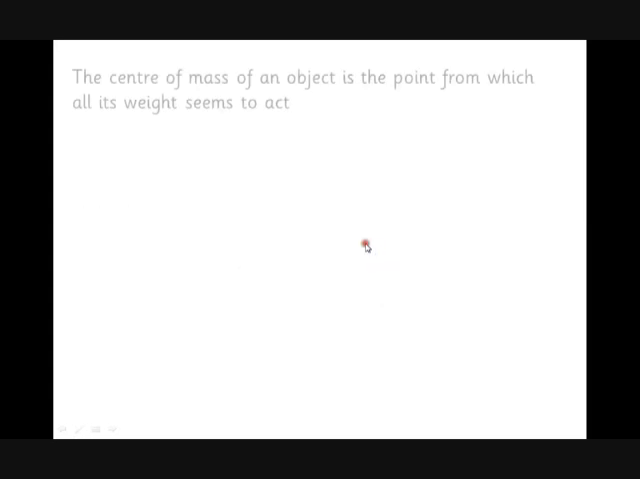So first up, centre of mass of an object. This is a definition we need to start from. It's the point from which all its weight seems to act. Obviously, if you've got an object, it's got lots of little bits to it. Each bit's got its own weight. That would be quite complicated to work out if we were having to do lots of little weights all added together. But we can imagine all the weight seems to act from this one point.